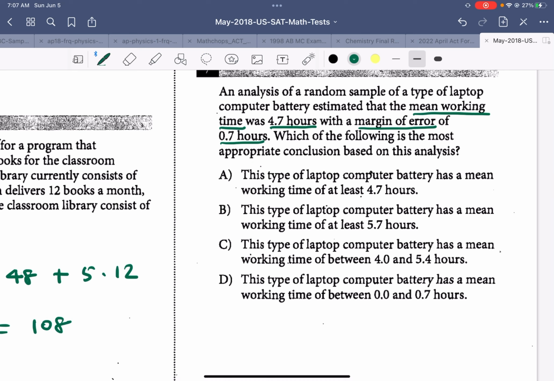So they gave you mean time. So let's say in the number line, mean time here is 4.7 hours. And they give you margin of error. Margin of error means how much error can occur from the center. Center means its mean. It could go up plus 0.7. It could go down minus 0.7. So that's the error bound here.